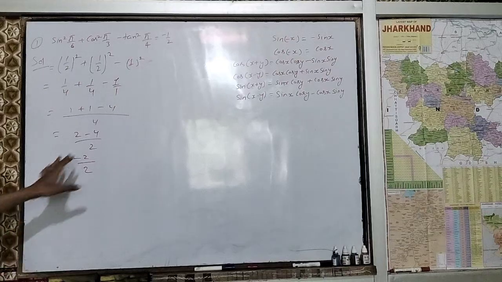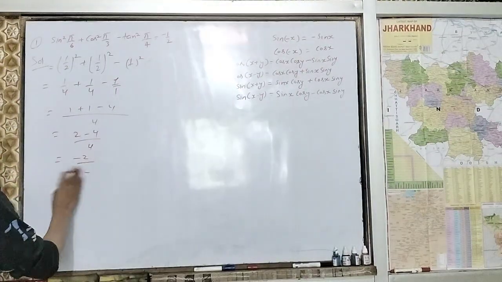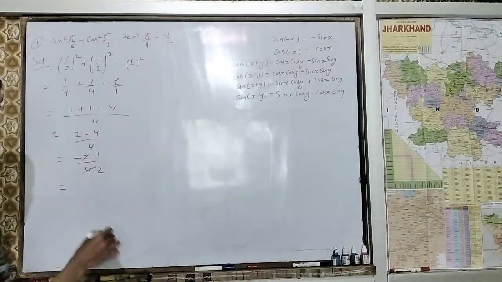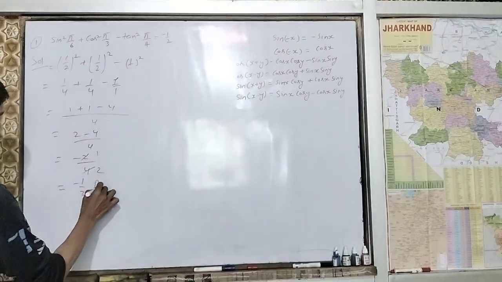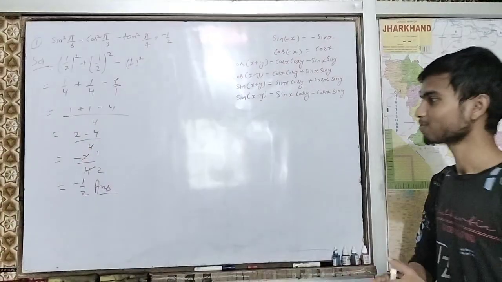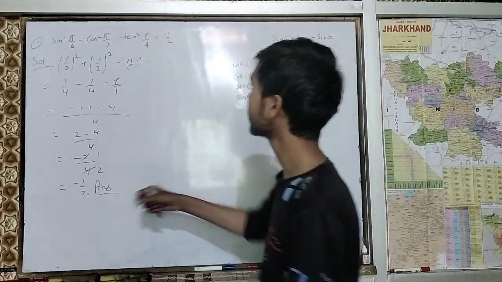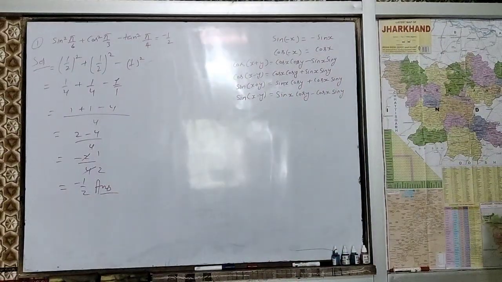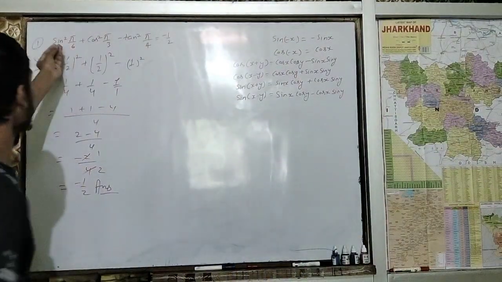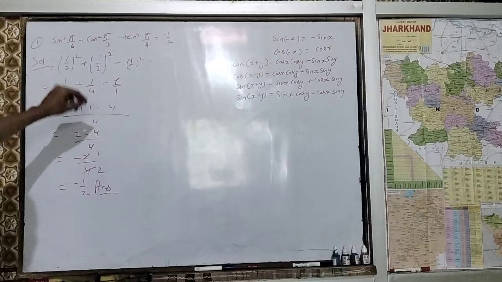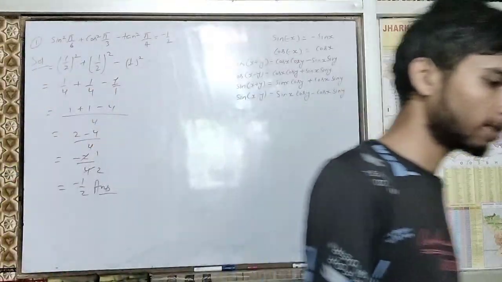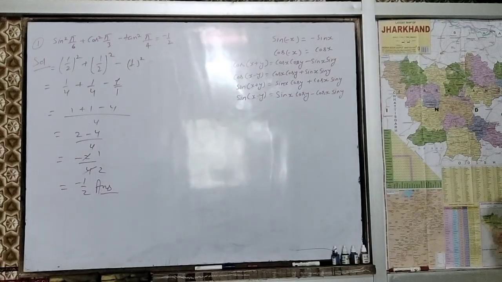But this is not our answer. Here something we are missing is that this will be 4, 2 twos are 4. Now we got our answer, minus 1 upon 2. Yeah. So finally we brought this, LHS is equal to RHS. We have proved it. Now let's see what we did. Here we just substituted the values of these trigonometric functions. Then we simplified. After simplifying, we got this much. That's it. This was the process. That is how you will solve it.